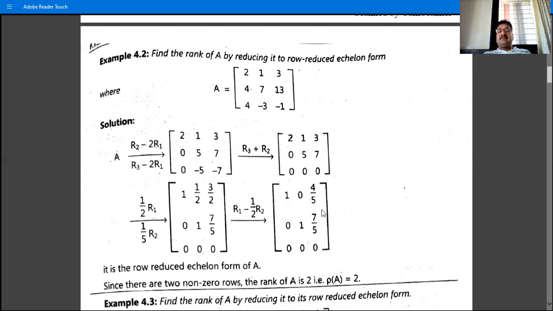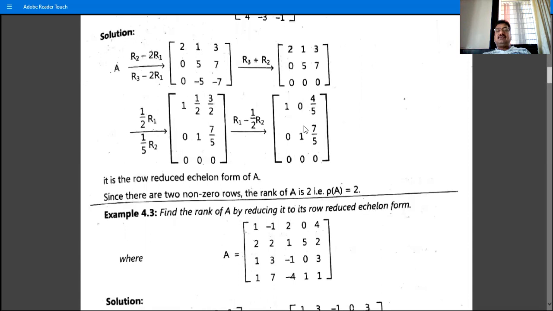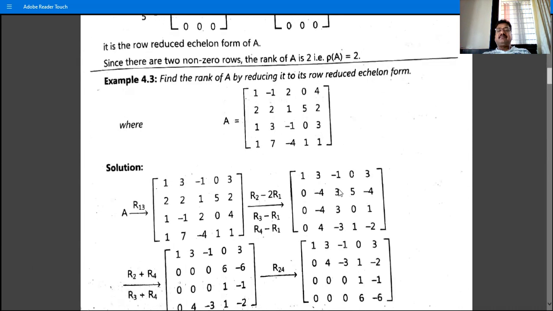We have this. So this is the reduced row echelon form, or row reduced echelon form, of the matrix A. And this reduced row echelon form contains 2 non-zero rows, because the last row is a zero row. So there are 2 non-zero rows. Therefore the rank of A is 2. So reduce the matrix to row echelon form, reduced row echelon form, and find the rank.